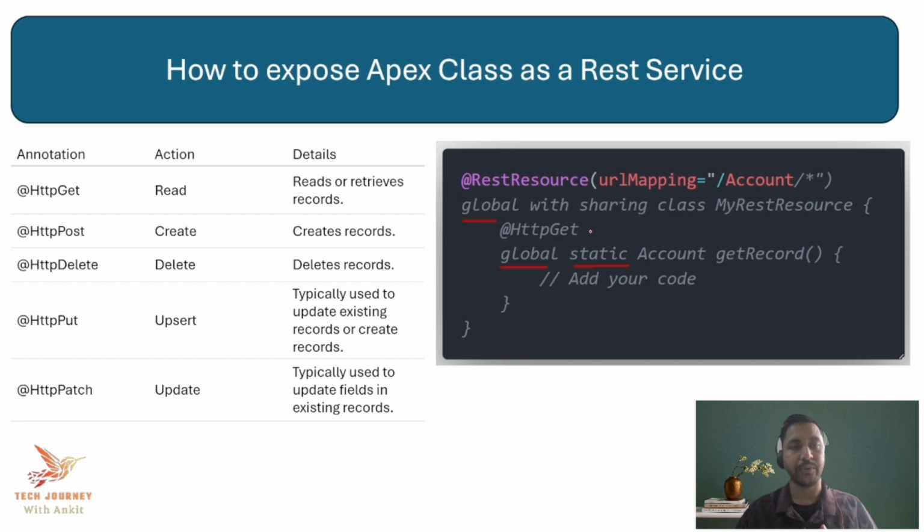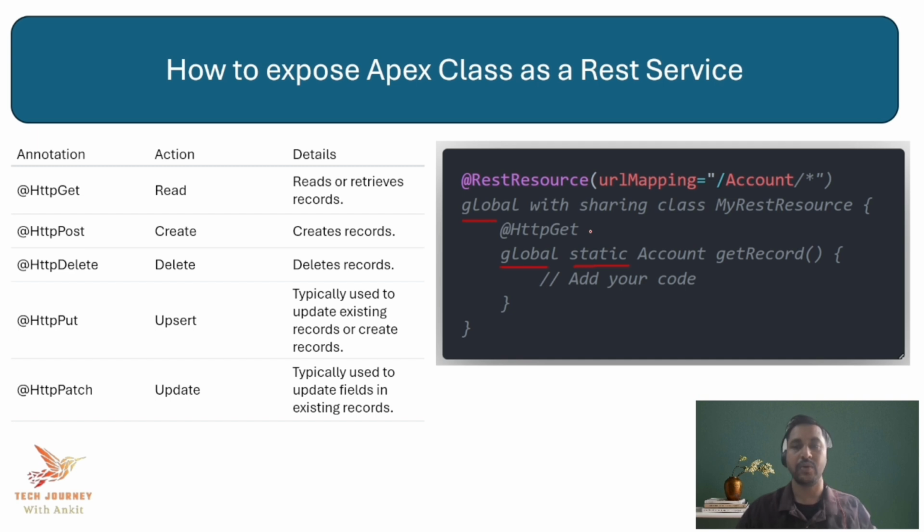So you should use the get annotation whenever you have to read or retrieve the Salesforce records. Right? Similarly, you will be using the post annotation whenever you are creating records in your method. In case you are performing the delete operation, then you will be using @HttpDelete. In case you are performing the upsert operation, then you will go for @HttpPut, and for the update, you will go for @HttpPatch.